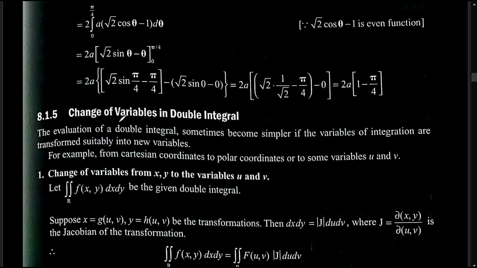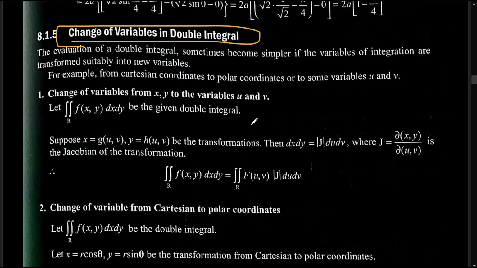Now, change of variable in double integration. This is very important, considered as double integration in polar form. So how do we change? Let us see the principle behind this. If this is the given equation, we have to change it into polar form. Polar form in the sense that instead of x and y, we should have r and theta. So we have to transform it.